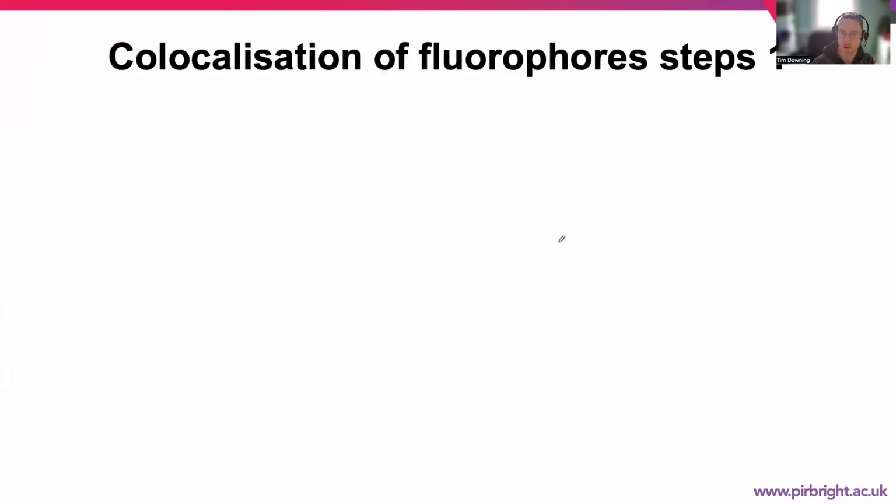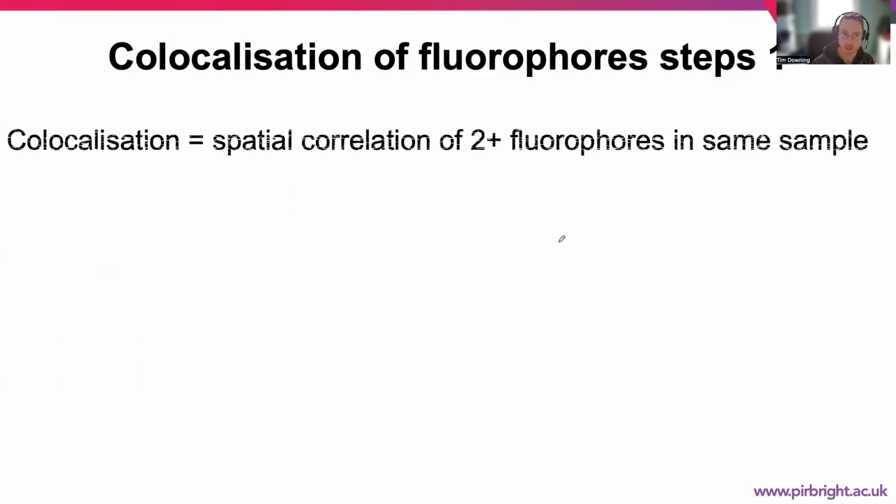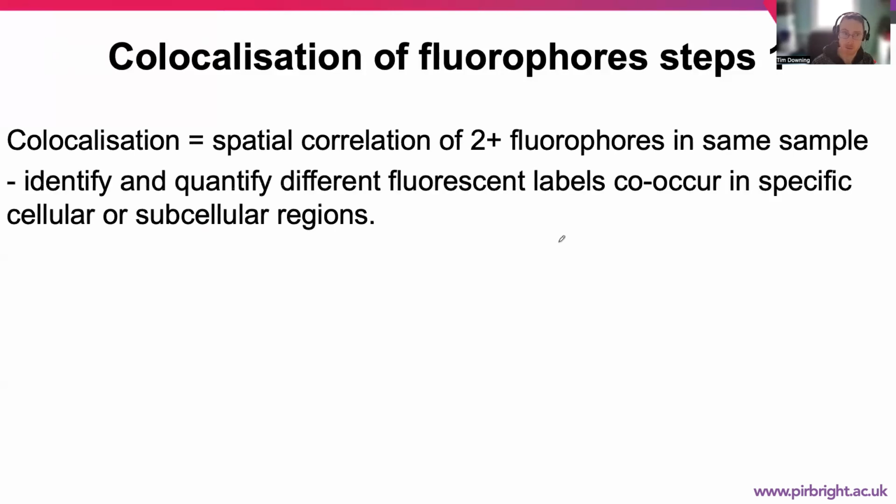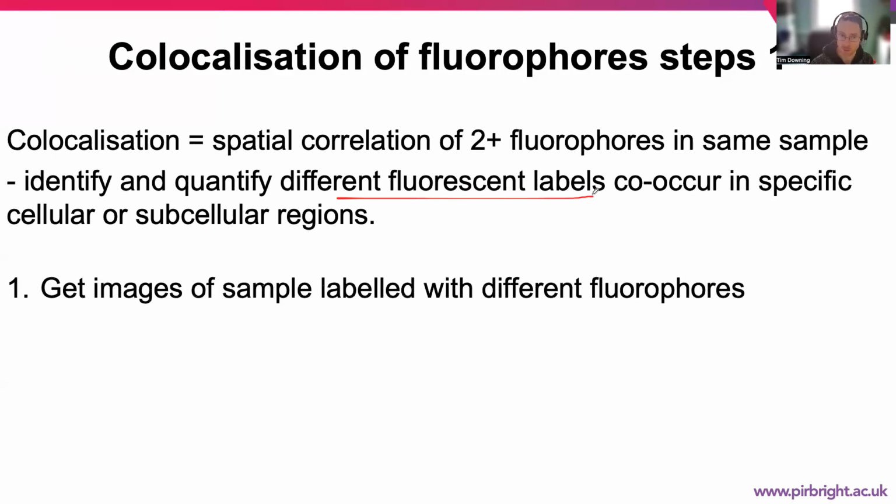In terms of looking at the co-localization of fluorophores, essentially co-localization is the spatial correlation of two different fluorophores in the same sample. So maybe that might be the red, green, and magenta overlap. And we have these two different fluorescent labels, and we're identifying, do they co-occur, and therefore is there some sort of interaction by the associated proteins.